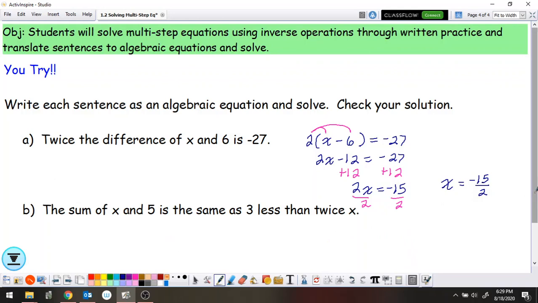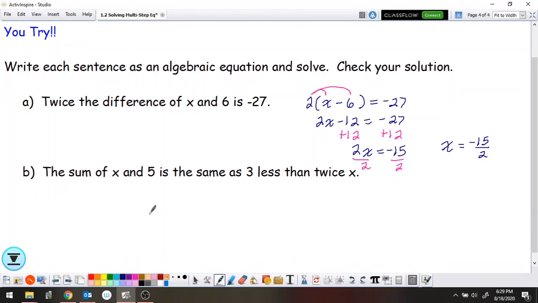For the second sentence, your equation would look like the sum of x and 5, so x plus 5, is the same as 3 less than. 3 less than means you're going to take 3 away from something. We're taking 3 away from 2x. And then I want to isolate the variable to one side of my equation, so I'm going to subtract x from each side of my equation.